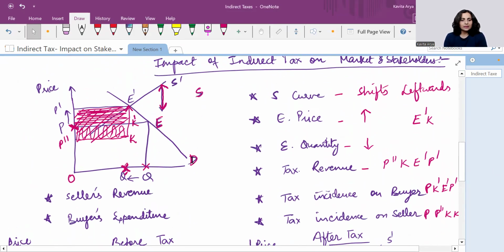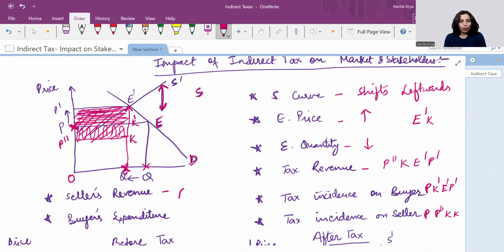Right? We are done. So by now we have to talk about this as well, that what is seller's revenue and buyer's expenditure. Try and understand. Seller's revenue. You may think that this whole box O, P dash, E dash and Q looks to be the seller's revenue. No, this is not the seller's revenue. Though the seller would be taking this from the buyer, but out of this box, P dash, P double dash, K and E dash is nothing but the government's revenue. This box has to be given to them.